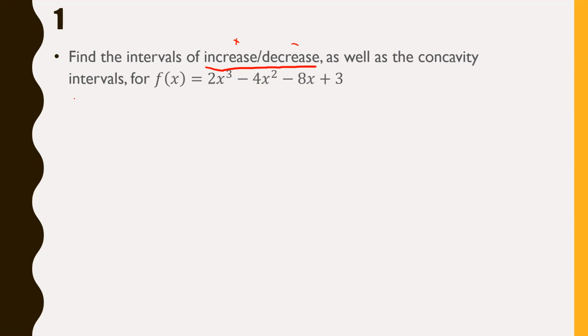So start by taking the derivative of this. The derivative of f of x is going to be 6x squared minus, this 2 comes down, 8x, and then the derivative of minus 8x is just minus 8, and then the derivative of 3 is just nothing. So it's 6x squared minus 8x minus 8. Okay, so we want to find where this is positive and where this is negative.